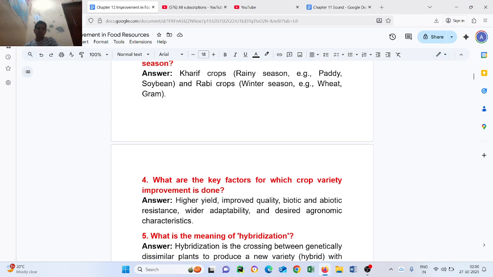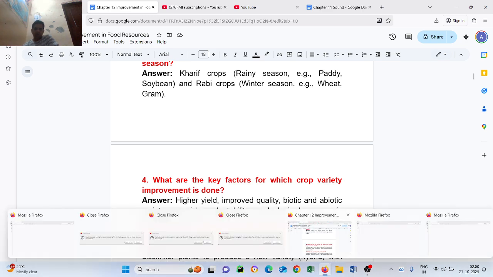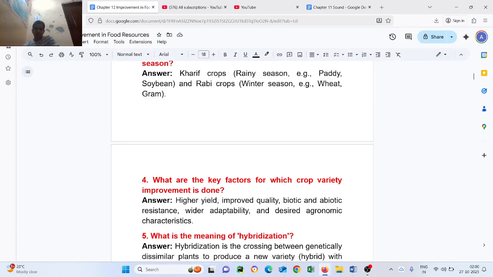Question number 4: What are the key factors for which crop variety improvement is done? Higher yield, improved quality, biotic and abiotic resistance, wider adaptability, and desired agronomic characteristics.